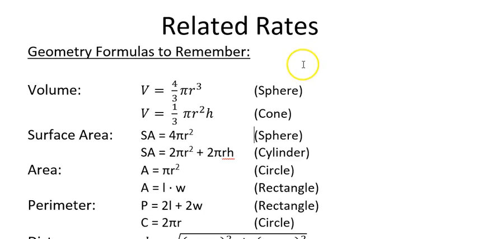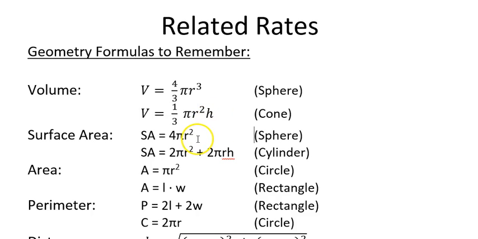This lesson is on related rates, and before we get into what all that means, we want to go over some geometry formulas that you need to remember. These come up pretty frequently when we're doing related rates types of problems, and so just to refresh your memory, a couple of volume ones that are important are a sphere and a cone. Volume of a sphere is 4/3 pi r cubed, and the volume of a cone is 1/3 pi r squared h. That is the height of that cone.